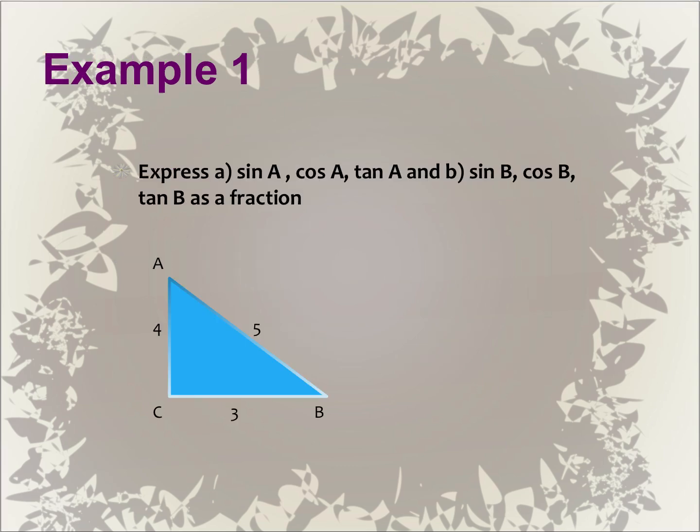All right, looking at example number 1, it says express sine A, cosine A, tan A. So that's what I'm going to do first. And then they want me to find sine B, cosine B, and tan B as a fraction. So I'm just writing them as their ratios, just so I have it. Make sure I'm following the correct setup. I'm going to label what I have. The first thing I'm going to do is look at angle A. That's what they want me to solve for first. So according to this angle, 5 is my hypotenuse, 4 is my adjacent side, 3 is my opposite side.